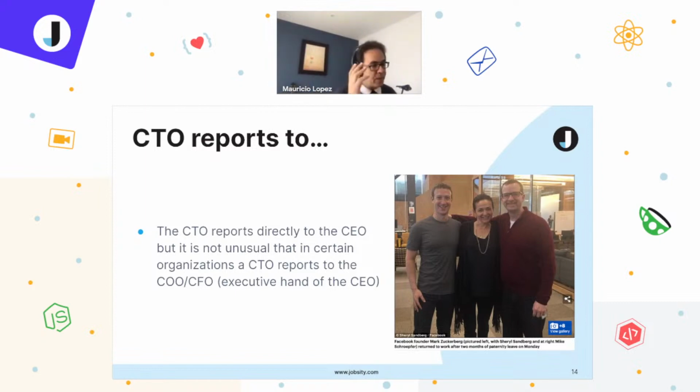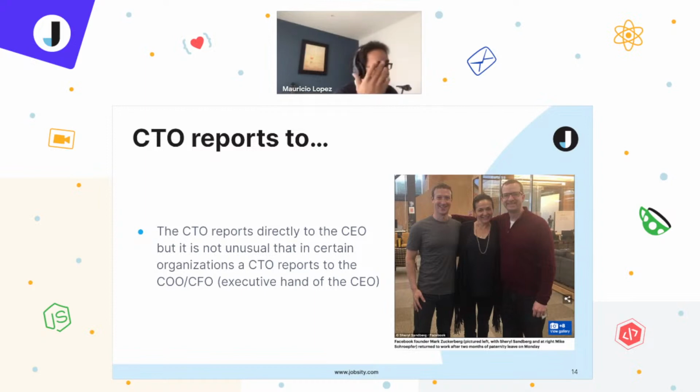The CEO, the most important C-level, basically has his right hand. If you have ever watched Game of Thrones, the Hand of the King, which is the COO, the Chief of Operations, or the CFO, the Chief of Financials, and so on. It's not rare that a CTO, because the CEO has many time demands, basically reports to this fellow.